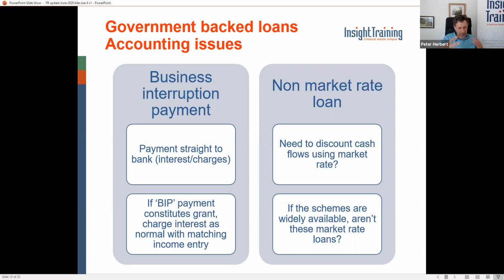So my view in the short term here is that this will not be an issue for organisations. They will not need to worry about discounting these loans back to net present value using a different market rate, but there will still be ramifications here about the accounting treatment for the BIP.